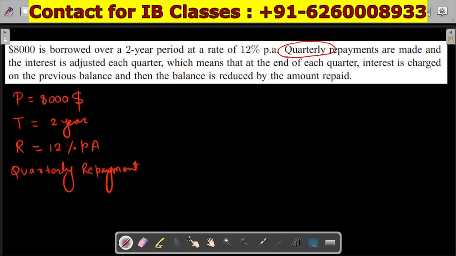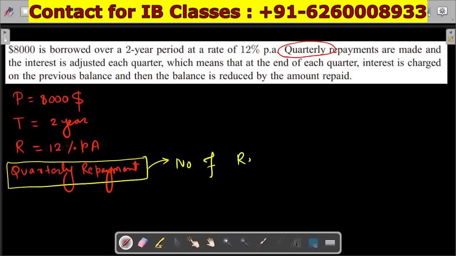First of all, whenever we have quarterly payment, we have to find how many repayments will be done actually. So we have to find the number of repayments. How many repayments will we do? Since it's a quarterly repayment, in 1 year I will pay 4 times. So in a period of 2 years I will pay 2 into 4, that is 8 times. So the total number of repayments becomes 8.